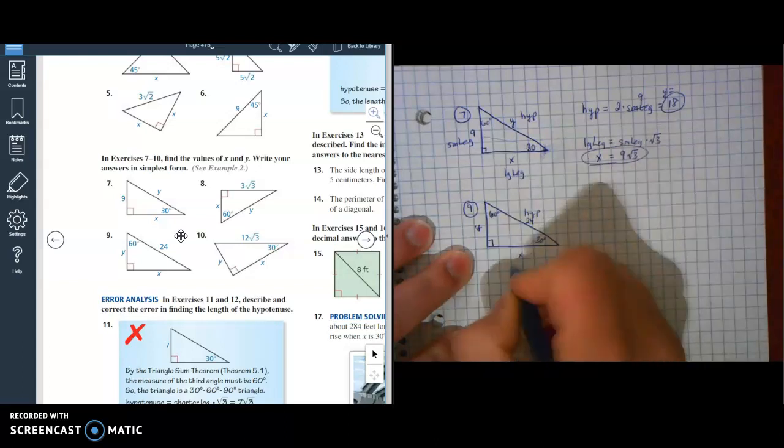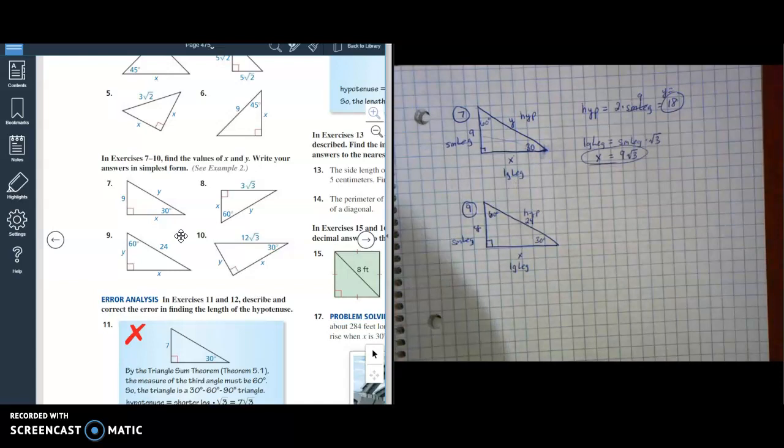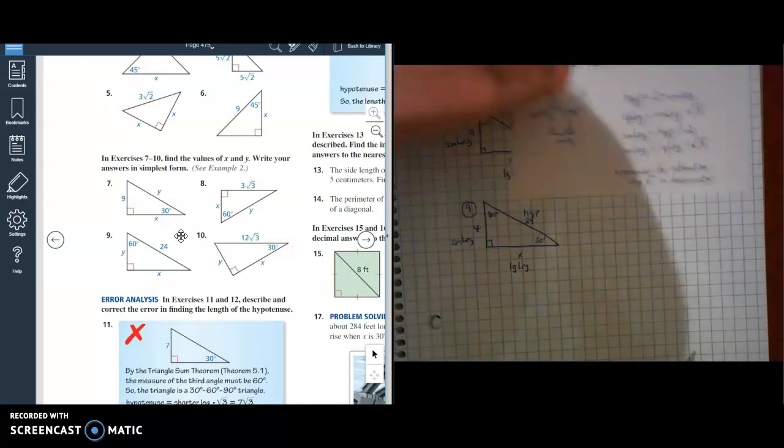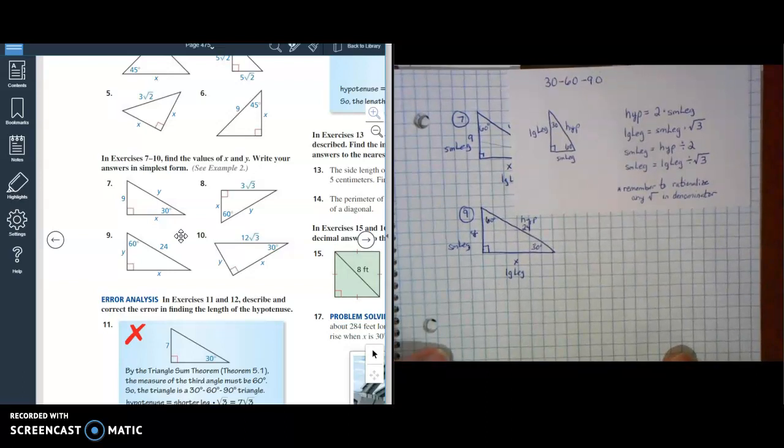So across from 60 is large leg. Very good. Across from the 30, small leg, very good. And now it's time to bring in the formulas. I'll put them up here this time. All right, so let's play. So I need the small leg and large leg.